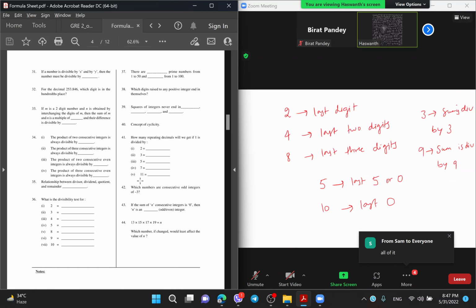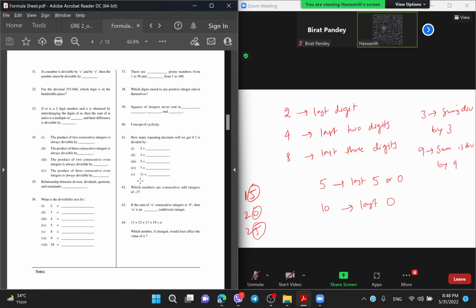This is the divisibility test: how to check whether a number is divisible or not. A number is said to be divisible by 2. I will be reading what I wrote on this slide. A number is said to be divisible by 5 if the last digit is 5 or 0. If the last digit is 5 or 0, like 15, 20, 25.